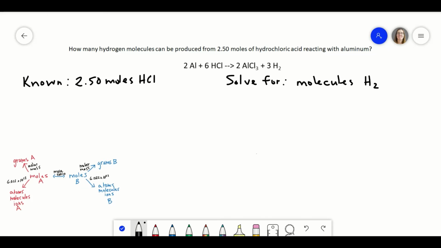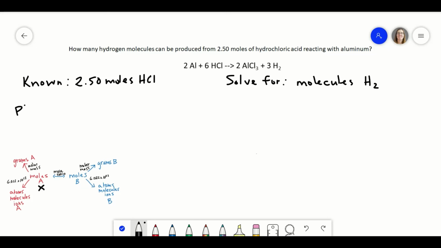Okay, once we've established what we know or what's given to us and then what we're trying to solve for, we can use our handy guide that's at the bottom left corner. And we want to start by figuring out where we are. In this case, we'll say substance A is HCl since we're given information about it. So we're going to start here at moles of A or moles of HCl.